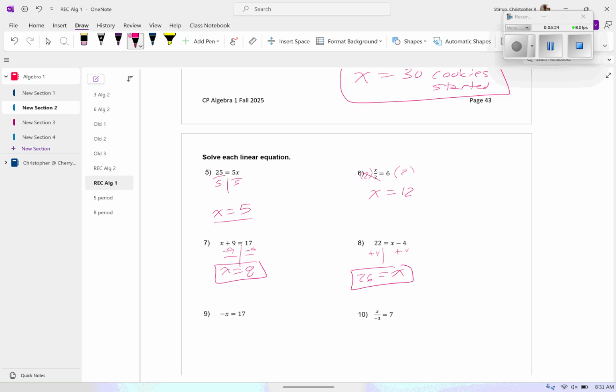This one gives students problems sometimes. So negative x is the same thing as negative 1x. If I divide both sides by negative 1, divide each side by negative 1, those cancel, so x equals negative 17, because 17 over negative 1 is negative 17. This is a division problem, so we want to multiply both sides by negative 3. Those cancel, x equals negative 21.